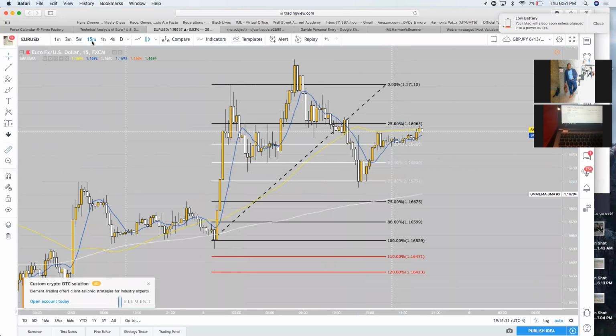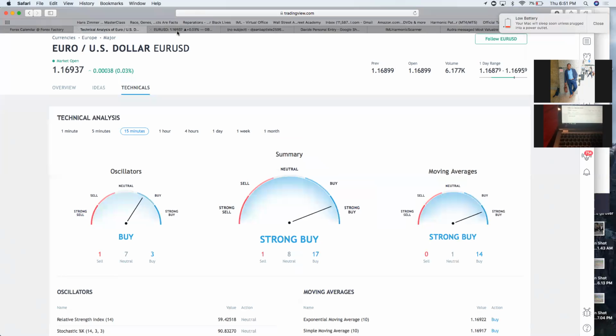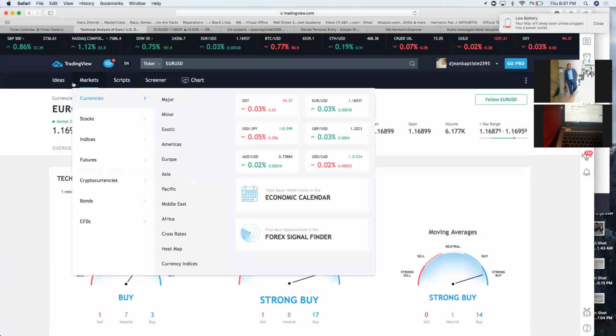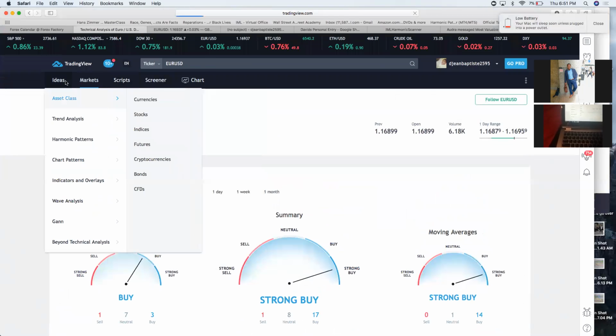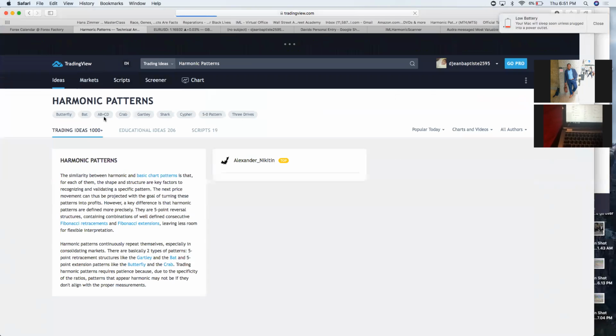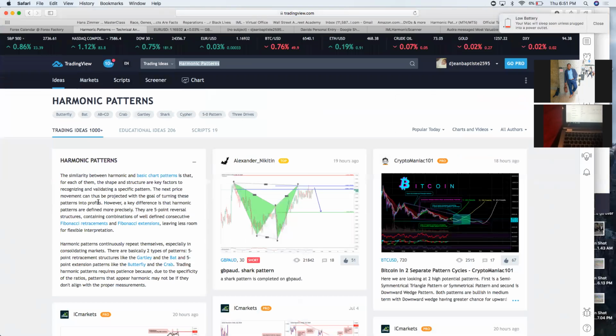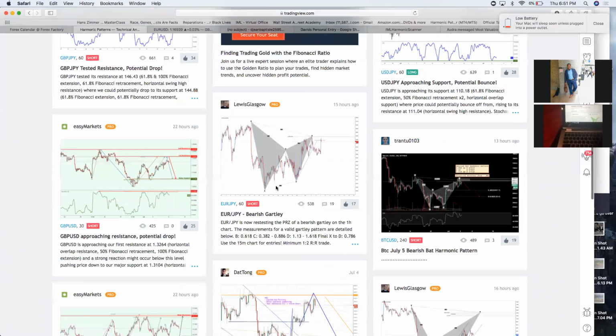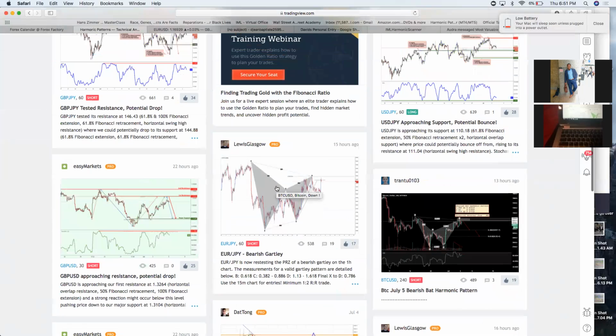All right, so let's go back to Trading View. There are a few things I wanted to show you as well. On top of what you're learning, you can also use Trading View as a way to learn a little bit more about these terminologies. So for example, the harmonic pattern. It gives you a brief synopsis of what a harmonic pattern is. These are all the trading ideas of people using harmonic patterns.